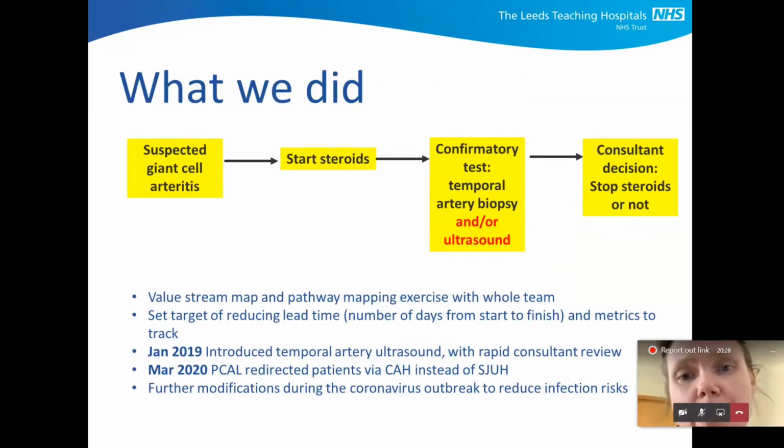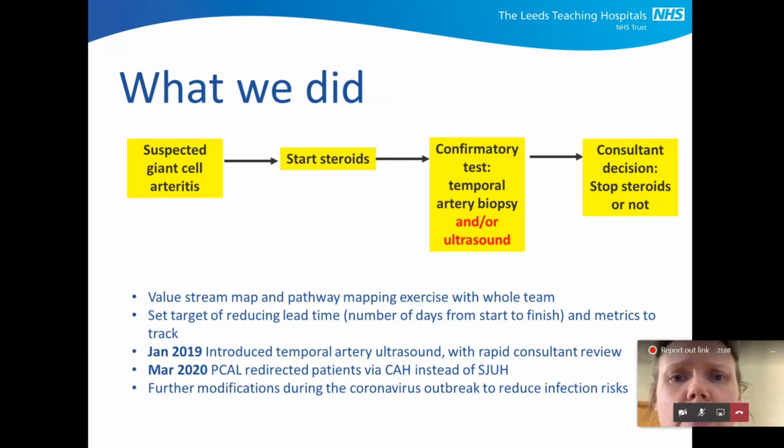So what we did in order to do this was to add in a new test called a temporal artery ultrasound early in the pathway. So this sounds straightforward, but it was not straightforward. And we started by using QI methods and Leeds improvement methods. We did some pathway mapping and value stream map to look at how the pathway is working initially, look at the bottlenecks, and our target really was to reduce the number of days from starting on the pathway, the starting of steroids, to when they get that consultant decision and when they stop their steroids if they don't have giant cell arteritis.